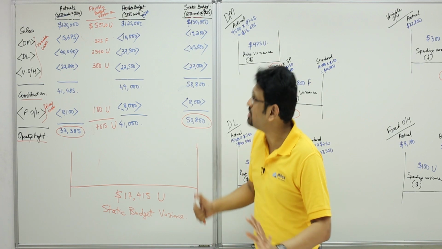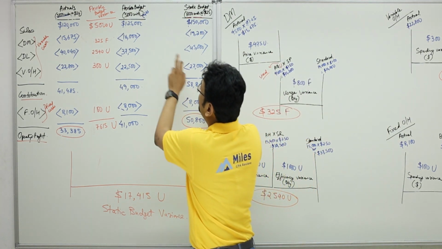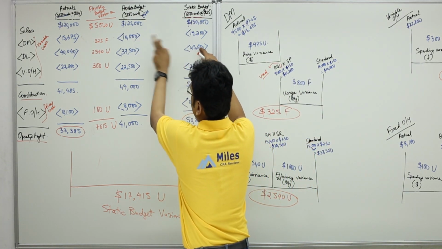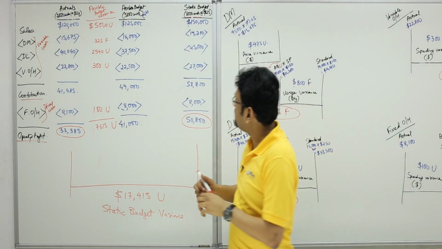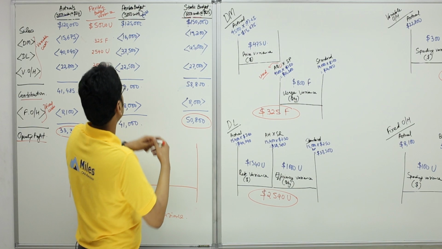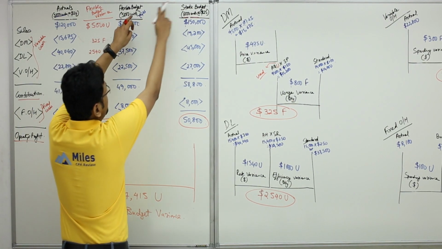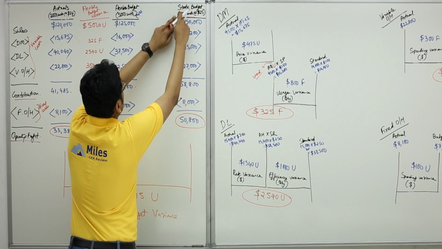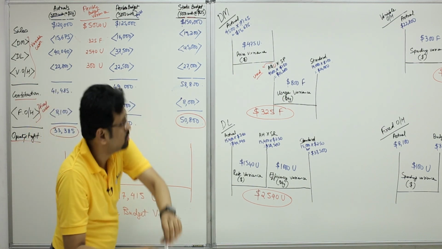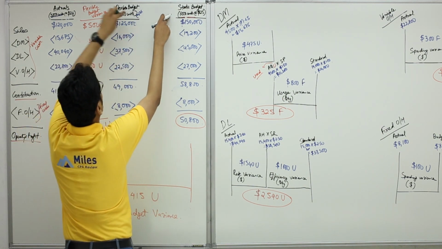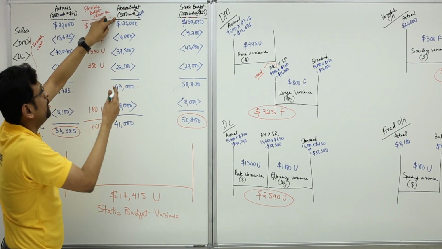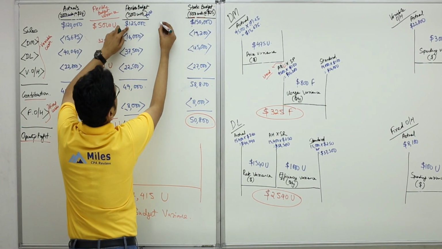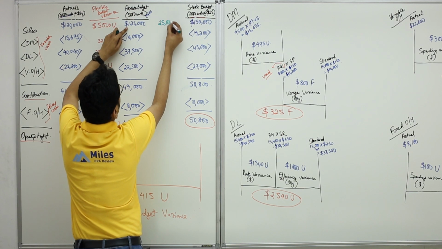Now the difference between the static budget and the flexible budget, these two columns, is due to the level of activity. Let's look at it. So in the static budget, we have 6,000 units. Flexible budget, we got 5,000 units. So that's 1,000 units lesser in the flexible budget. And that is why it is $25,000 unfavorable.